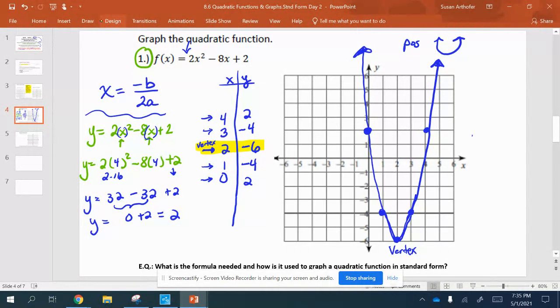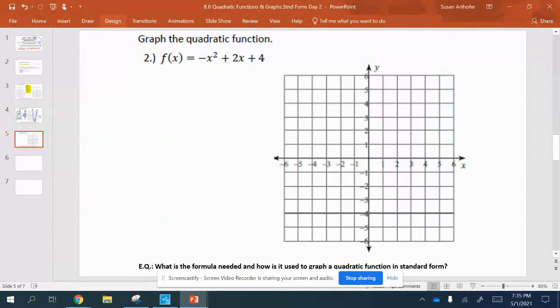Make sure you do have arrows on the end. The parabola goes forever. Okay? And make it smooth down here at the vertex the best you can. It is never V-shaped. It's always a U shape. Okay? Let's do the next one.